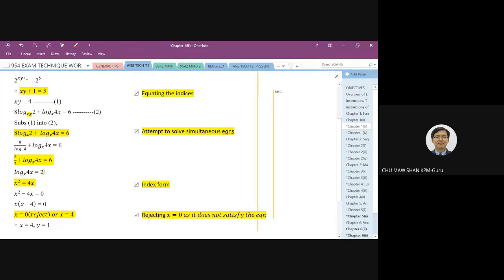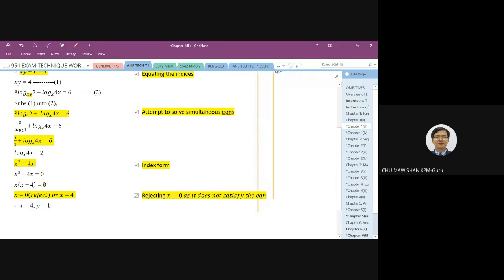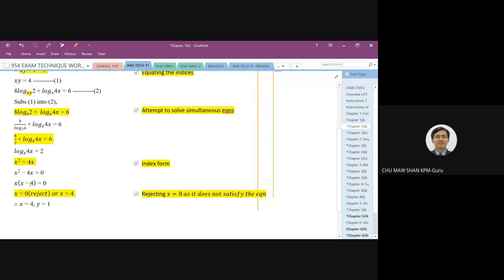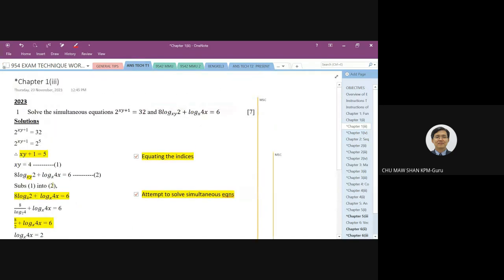Now at this stage, we have the simplest form of the logarithmic equation. Log 4x base x is 2. So you change to index form, so you get x squared equal to 4x. Showing the factorization, then you have two values of x. You should be able to reject one of them by checking. Not necessarily because it equals 0, we reject. We reject because it does not satisfy this logarithmic function.